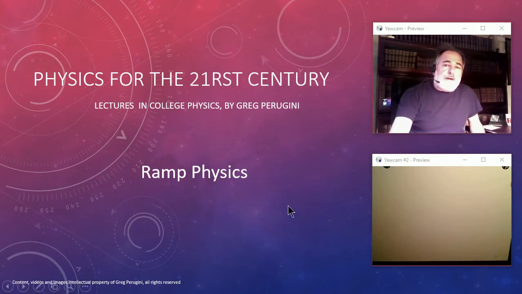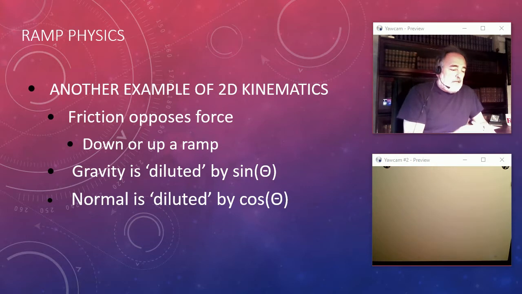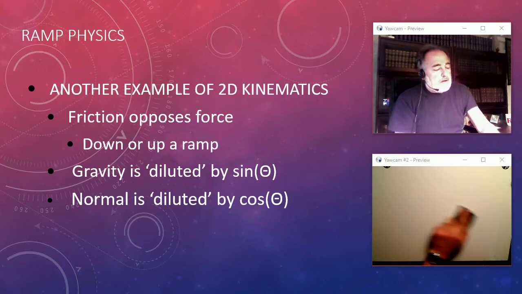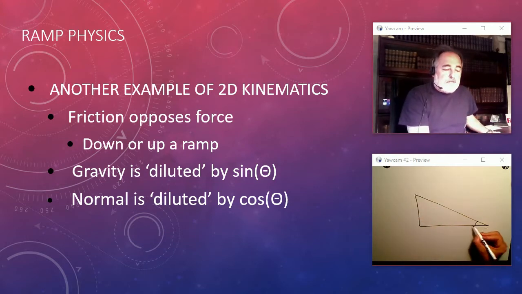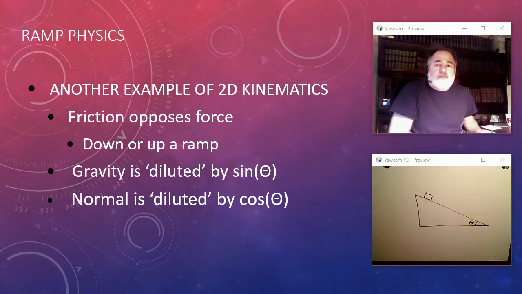So what do we mean by ramp physics? Well, it's just another example, like projectile motion, of 2D kinematics. Instead of projectile motion, what we were doing before, we have motion down a ramp. Of course, we need to know the angle of the ramp that this object is coming down.